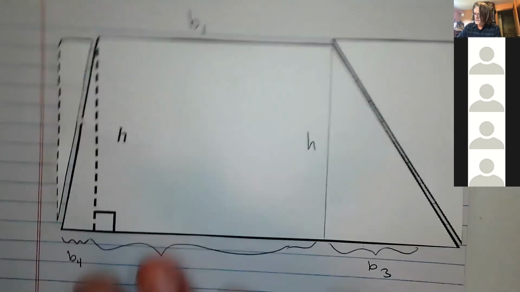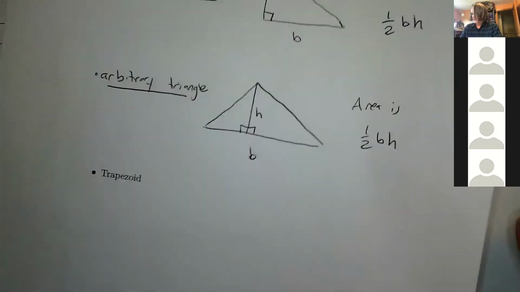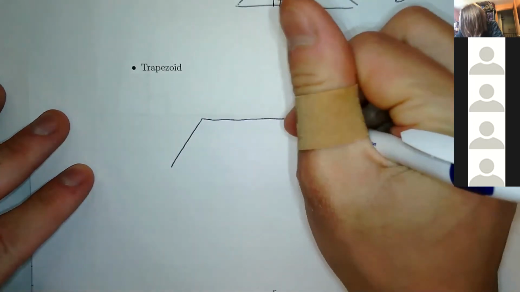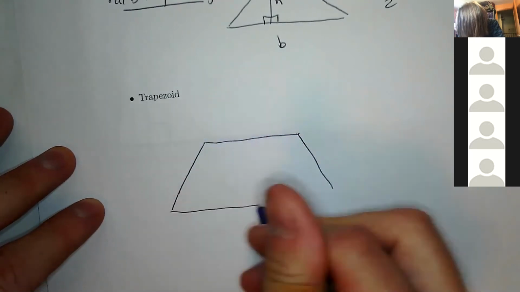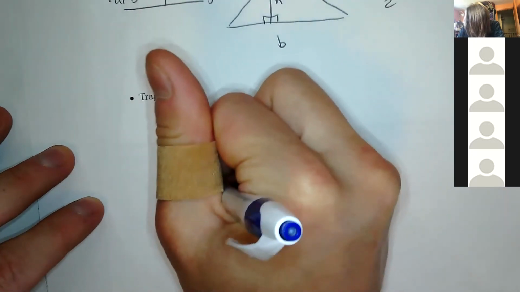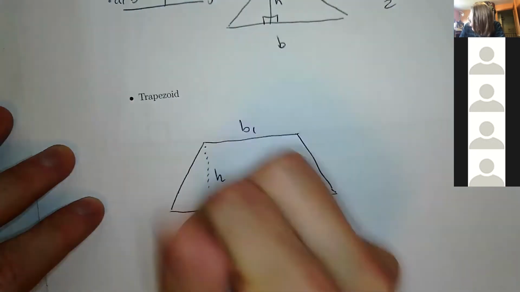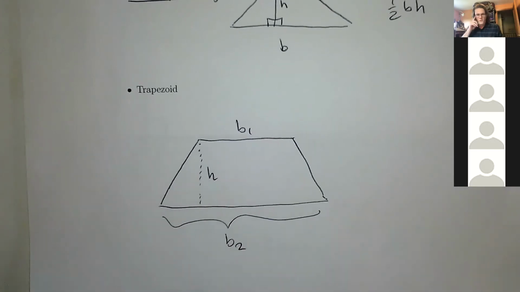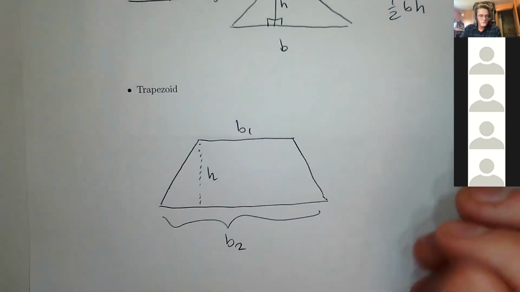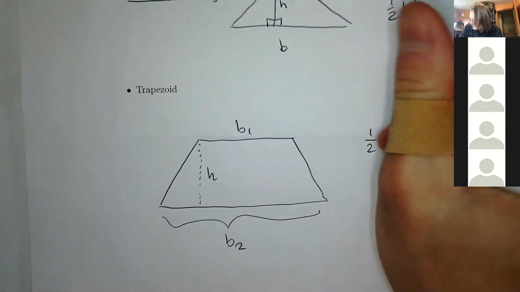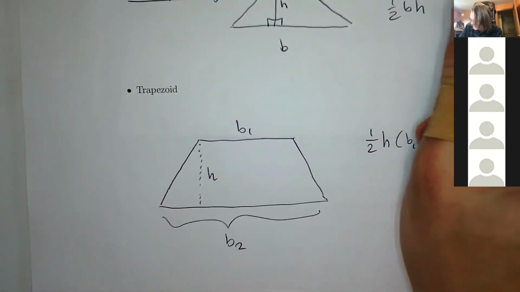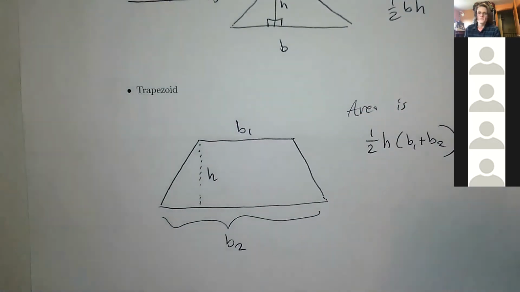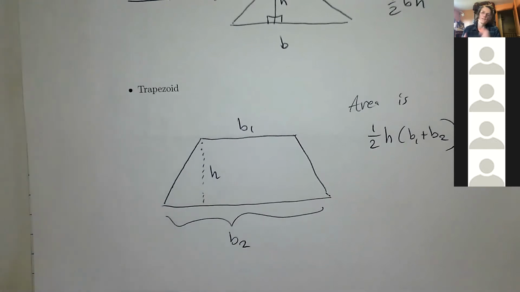In the end, let me just give you what it looks like. This is H, this is B1, and this whole bottom part is B2. The formula you should get when you add up all these little sections is the area equals 1/2 H times (B1 plus B2). But that's how you find it.